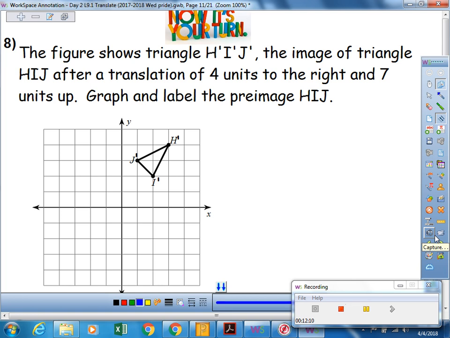Okay, next up is this one. The figure shows triangle H prime, I prime, J prime. So this is your image. And it got there after a translation of 4 units to the right and 7 units up. So this is already translated. I want to draw the pre-image. So I want you to think to yourself, do not blurt anything out. How am I going to get to the pre-image?